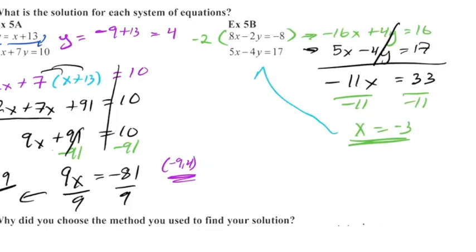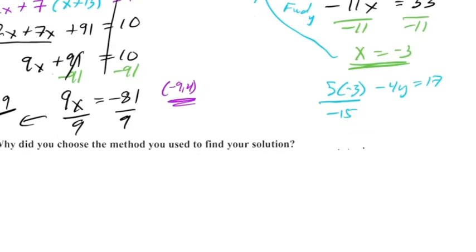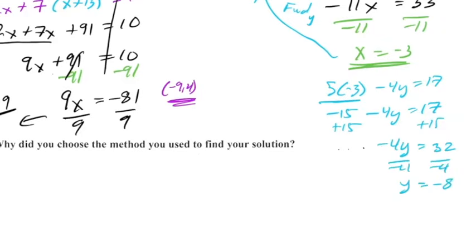I've got to find my y. Plug it into any one to find y. It does not matter which one you use. Let's use that one just because. Minus 4y equals 17. This is negative 15 minus 4y equals 17. Add 15 to both sides. Negative 4y equals 32. Divide by negative 4. And y equals negative 8. We get negative 3 and negative 8.